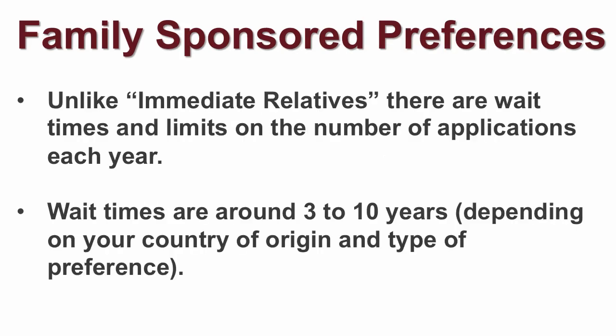Unlike immediate relatives, there are waiting periods and limits on the number of immigration visas issued each year. For example, some waiting periods are from 3 to 10 years, depending on the country of origin and the type of preference. So that's the difference between the family-sponsored preferences and the immediate relative category or classification.